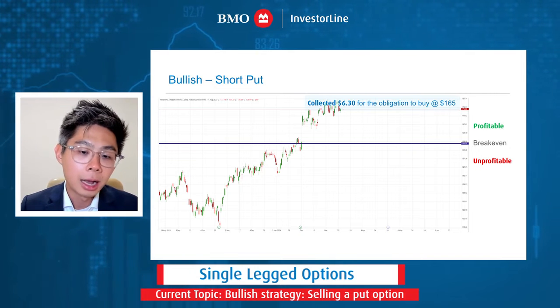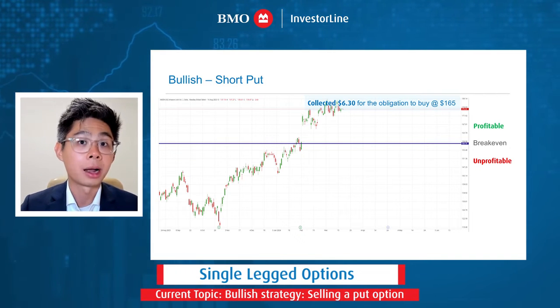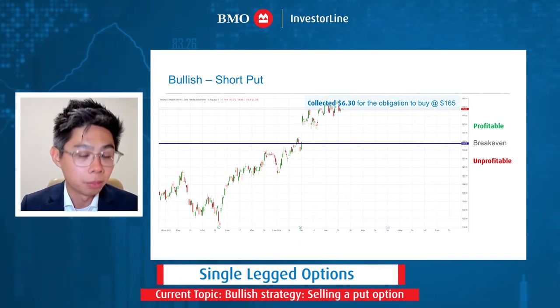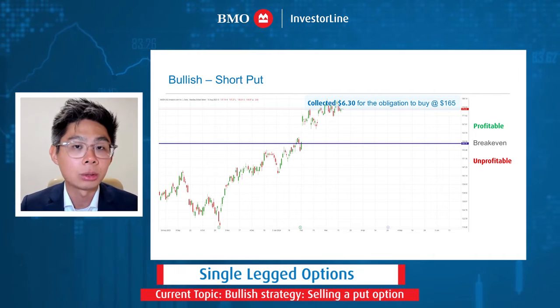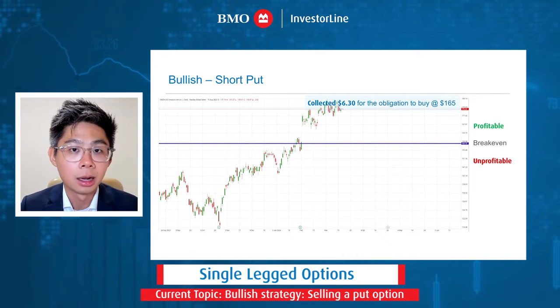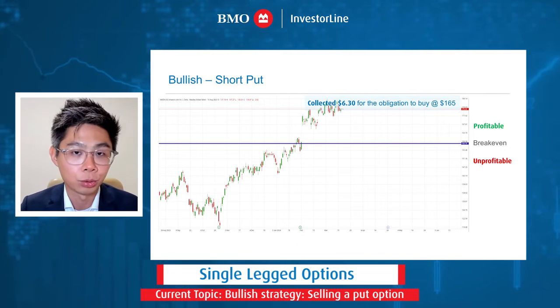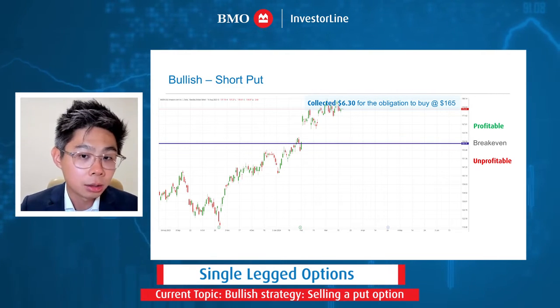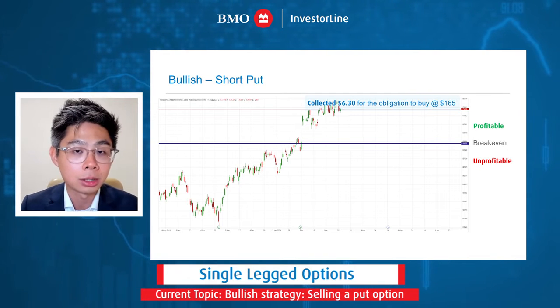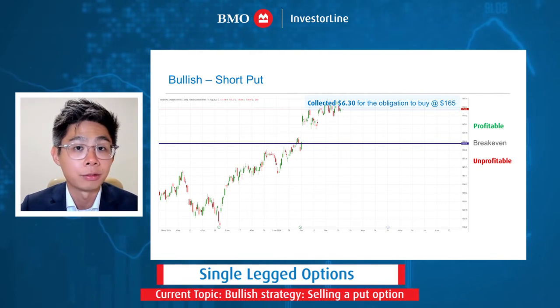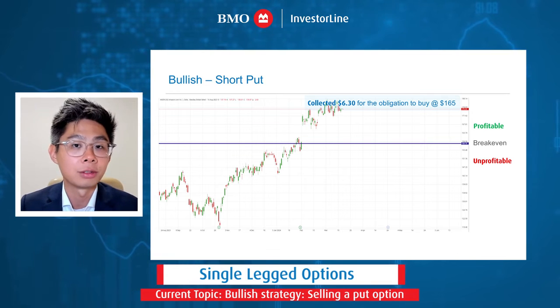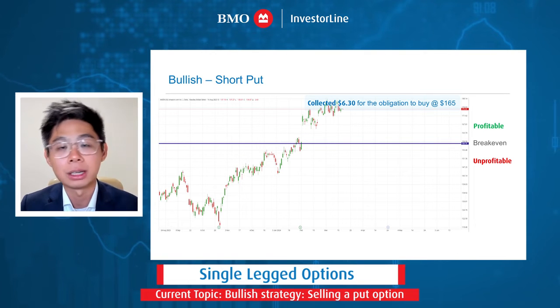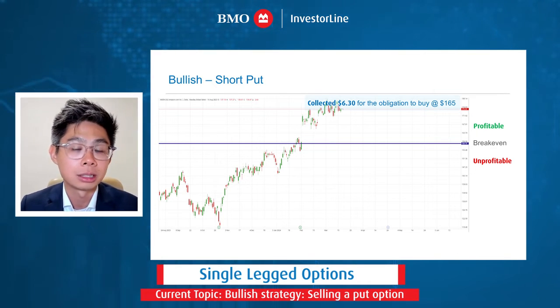But remember, as an equity investor, when you buy 100 shares of the stock, you are taking on $16,500 worth of risk if you were to buy 100 shares of the stock at 165. Here, you basically have the same obligation as someone who's buying the stock at 165, but you get to effectively own the stock at 158.70. So that $6.30 gives you a discount on the stock purchase.